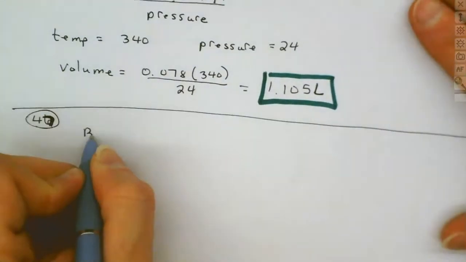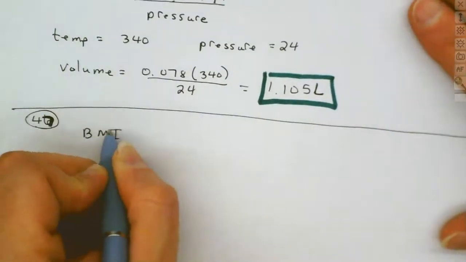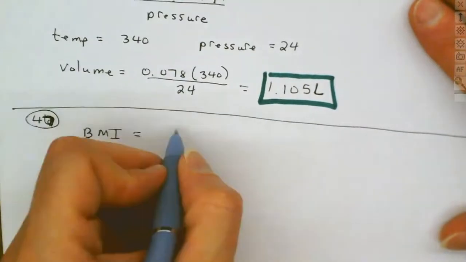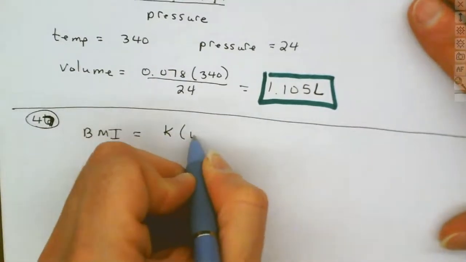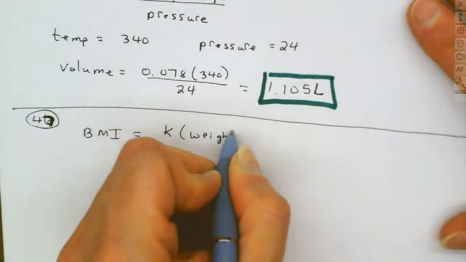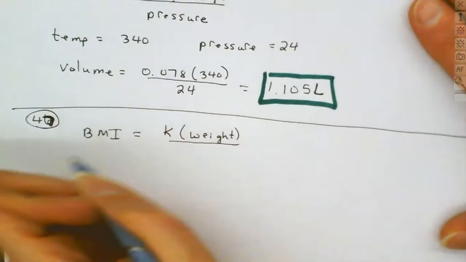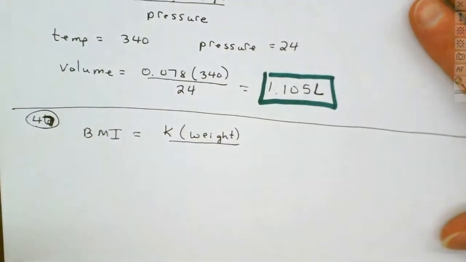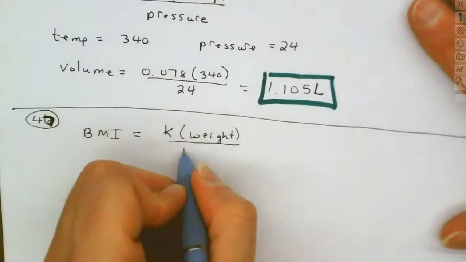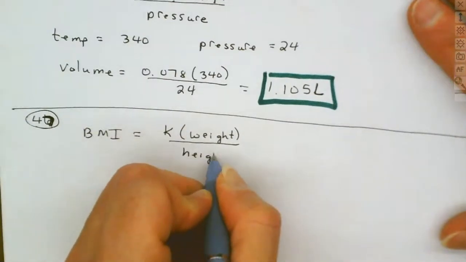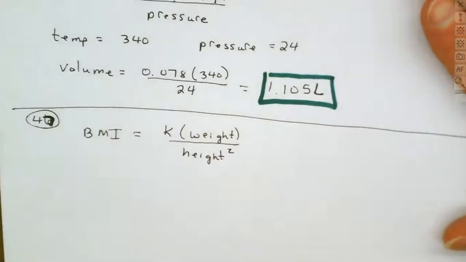So here's our formula for the BMI. The BMI is going to be K times the weight over the height squared. Square of the height.